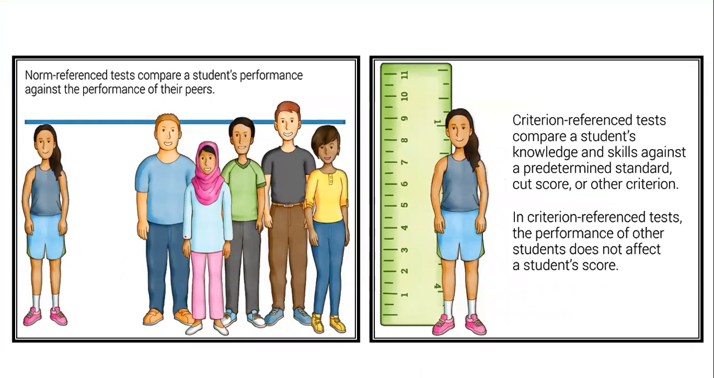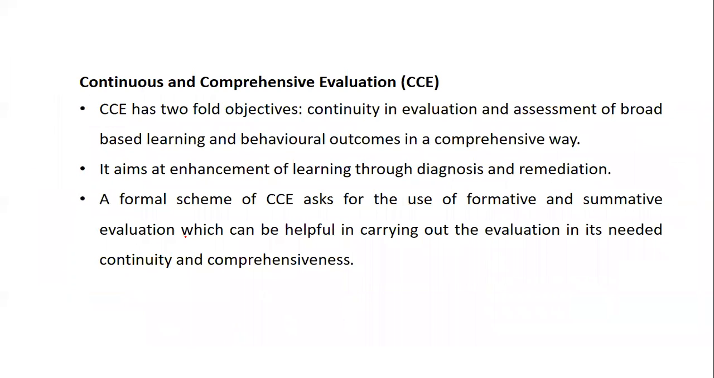In norm-referenced, a student's performance is compared against the performance of peers, your peer group. That is also important; many students get confused with this. Whereas criterion-referenced is a comparison of a student against the standard or benchmark which is set. Then we have CCE, continuous and comprehensive evaluation, which is to diagnose and bring up remedies. It is a combination of formative and summative evaluation, needed to carry out the continuity and comprehensiveness of the child.